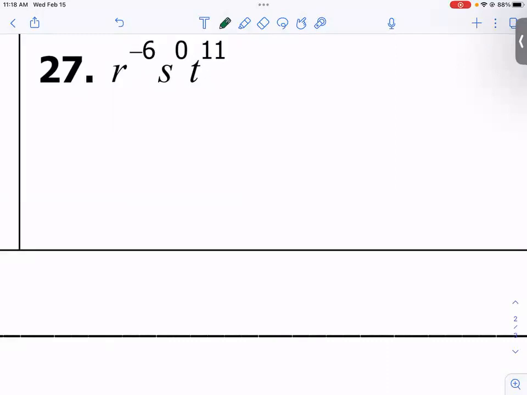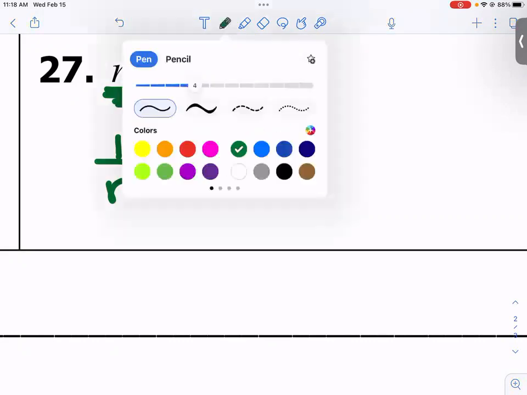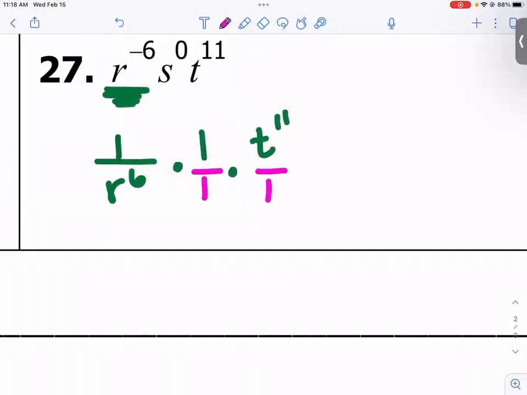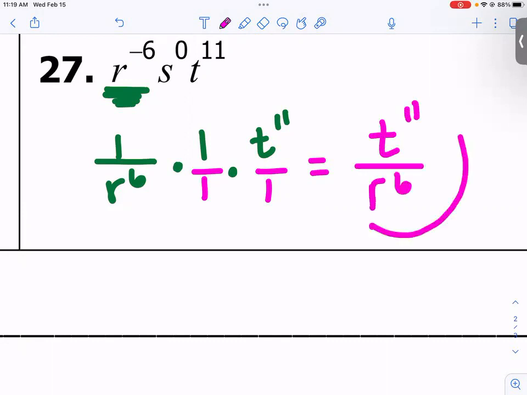Okay. R to the negative 6th. Let's rewrite it. Okay. Times s to the 0. What's anything to the 0? 0. That's why I yelled it. And then t to the 11th. Okay. Remember, these have pretend 1s as their denominator. So we have 1 times t to the 11th over r to the 6th times 1 times 1.